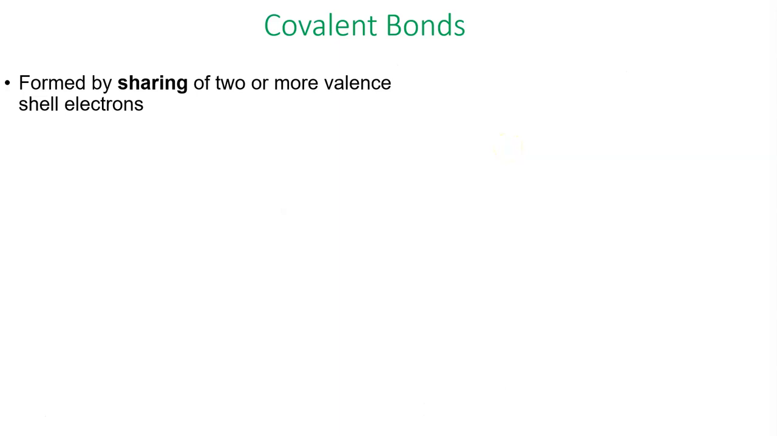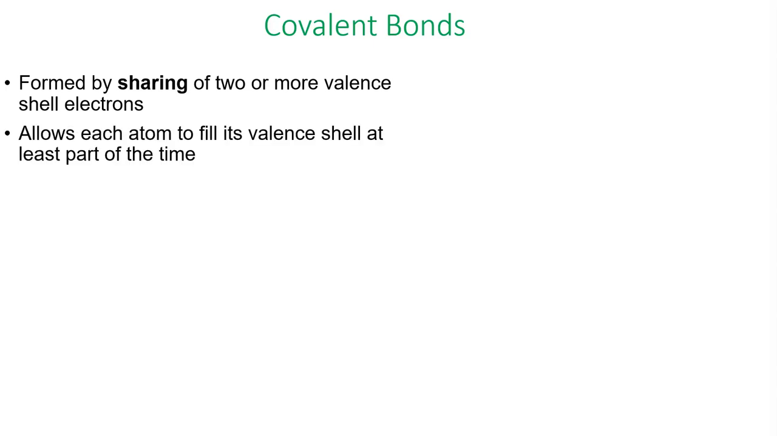What about covalent bonds? Covalent bonds occur when atoms are sharing two or more of their valence shell electrons. So they're not just giving away an electron or gaining an electron. They're actually going to share two or more of their electrons with another atom to make themselves more stable. And that'll make the other element more stable. So it allows two atoms, at least, to fill their valence shell, at least some of the time.